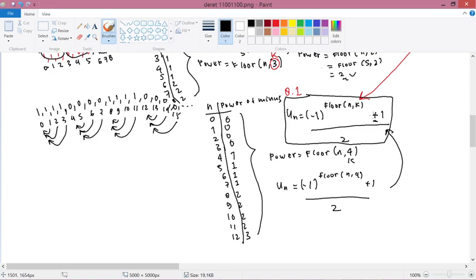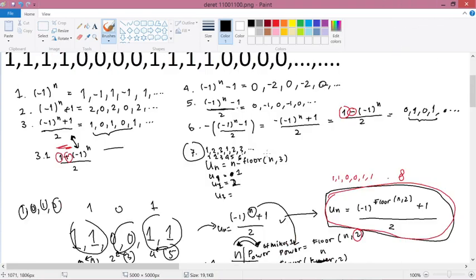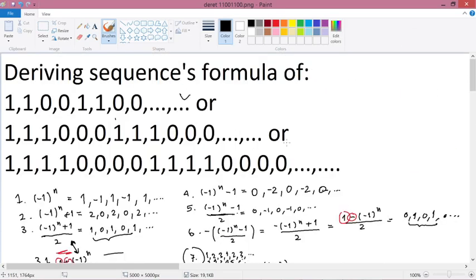So when you use this with plus, it will generate 1 0 1 0. And if you use this and k, okay, so let's try. If you use this plus and k is 2, it will generate 0 1 comma 1 comma 0 comma 0. And if you use minus and k is 2, it generates 0 0 0 1 1. So that's basically how you can derive the formula of this sequence.